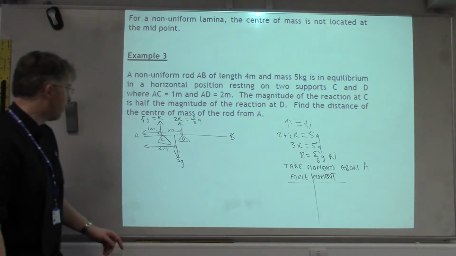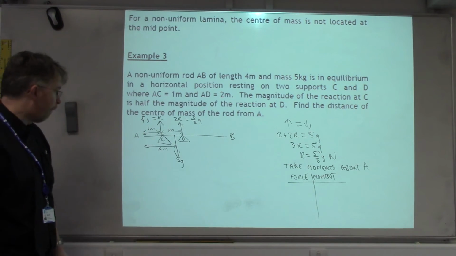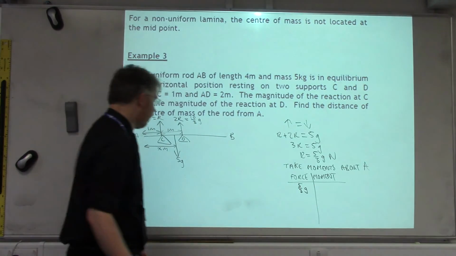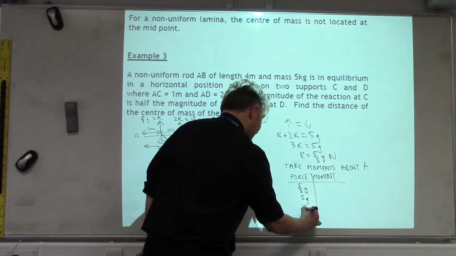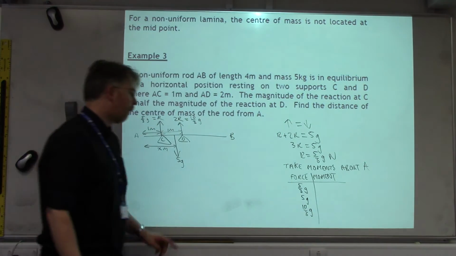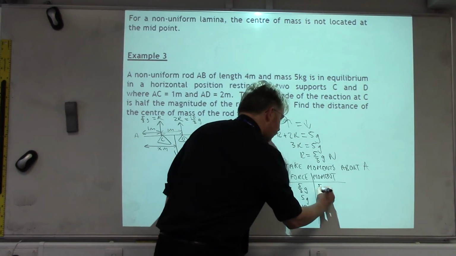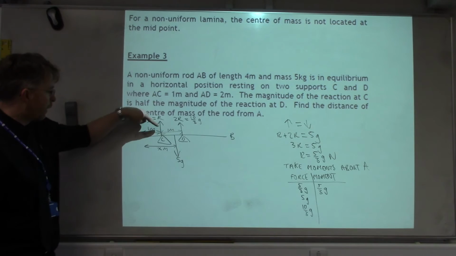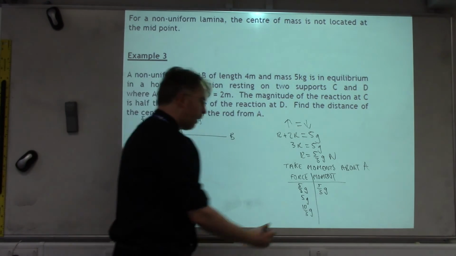So force and moments, instead of calling it R and 2R, we'll call it in terms of force. So 5 over 3g, 5g and 10 over 3g. Now the 5 over 3g force is 1 away, so 1 times 5 over 3g is 5 over 3g newton meters. And spinning around A, it will spin in an anti-clockwise direction.